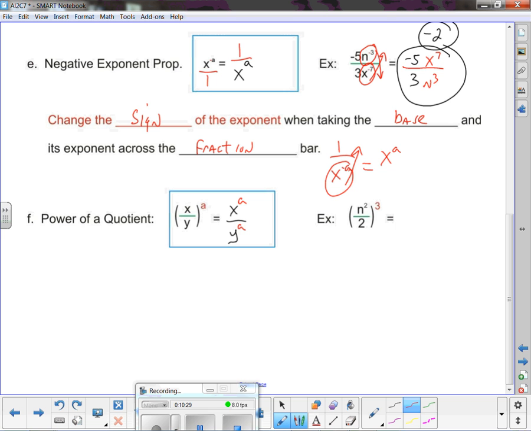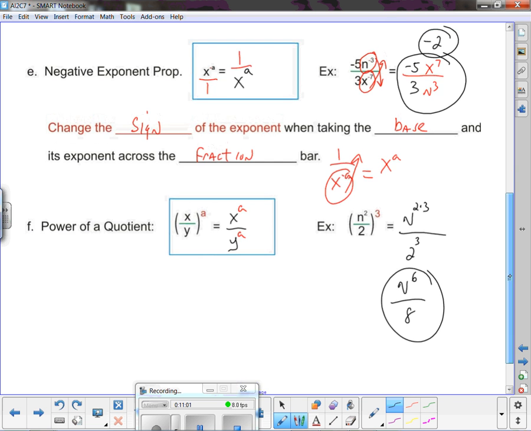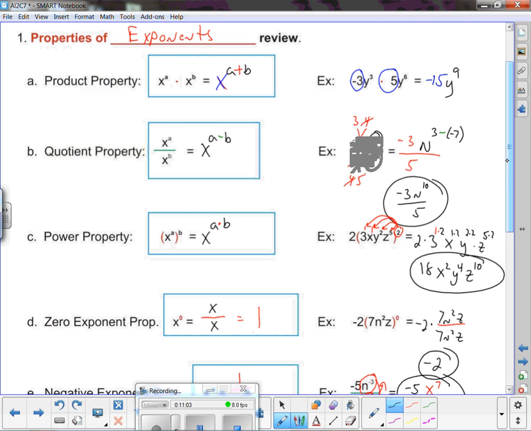So let's apply that simplistically here to our example. You end up with n to the 2 times 3 over 2 to the 1 times 3, or 2 cubed. So where does this end up? N to the 6th over 8. 2 times 2 is 4, times 2 is 8. And that's the situation there with the power of a quotient. What do you have? A fractional base. All right, get these rules down. We've been doing them since pre-algebra.